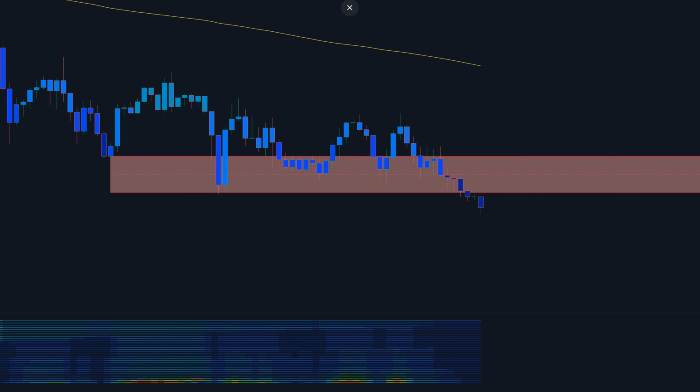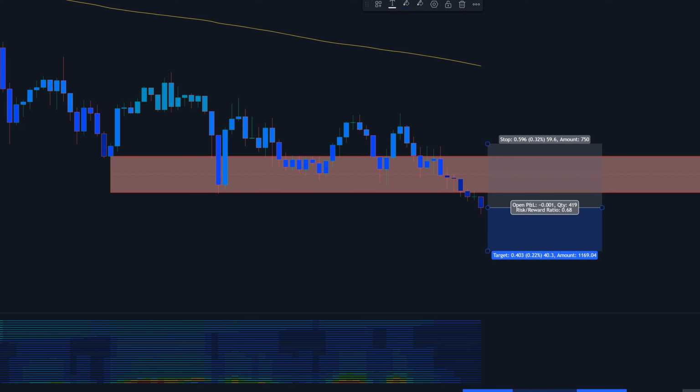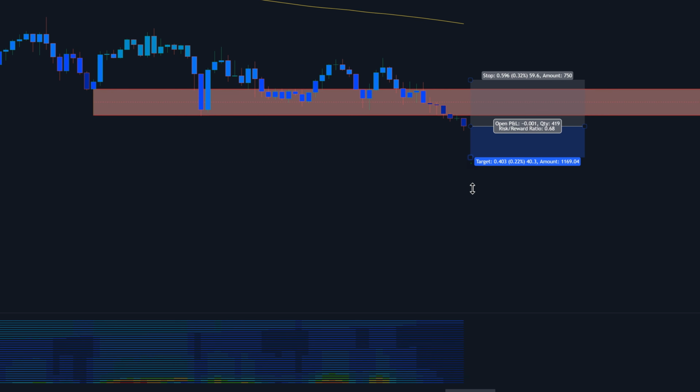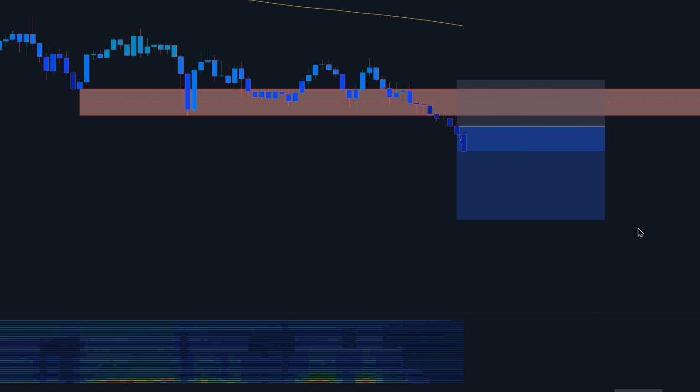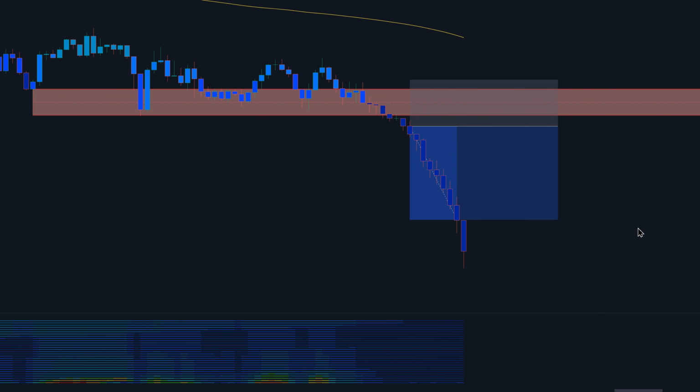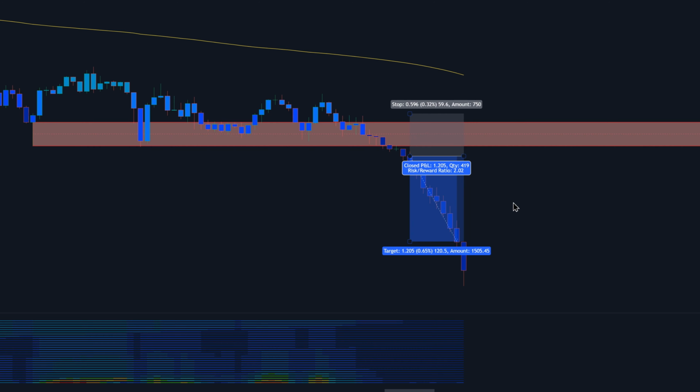We enter a short position here. We're going to set our stop loss right above the most recent swing high. And for the take profit, we're gonna target a risk-reward ratio of 1 to 2, letting the trade run and take profit. Now, this is just one of the methods that we can use this indicator to trade.